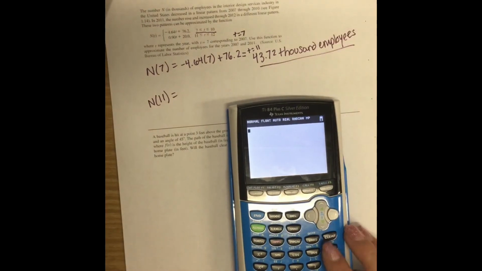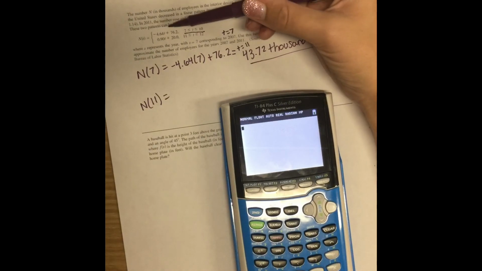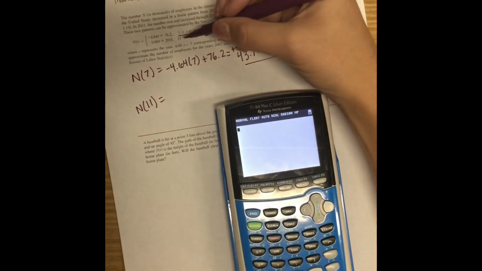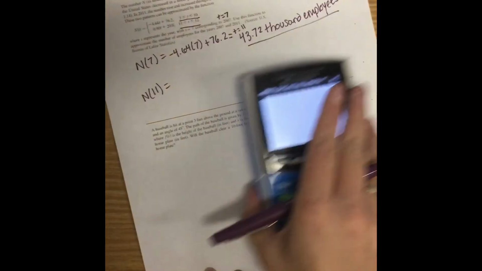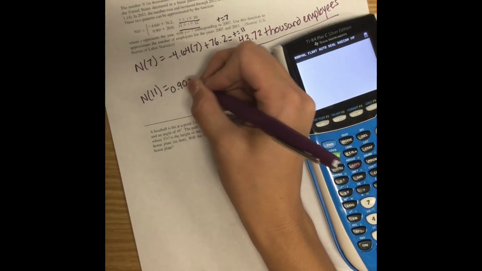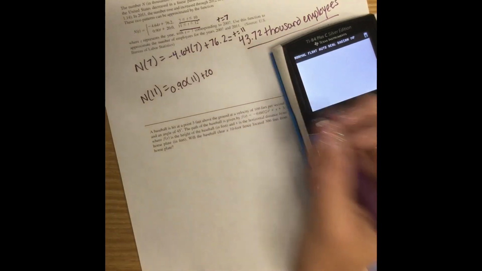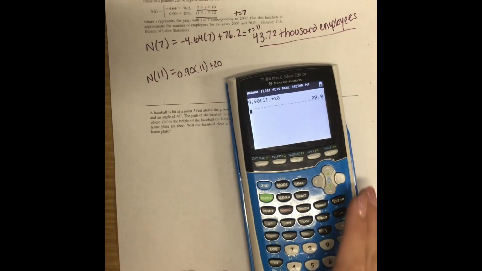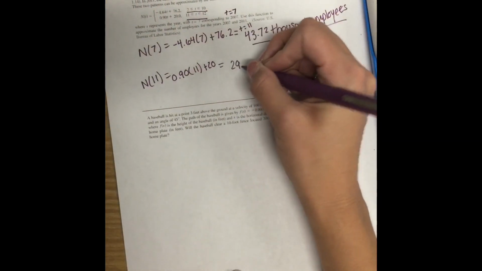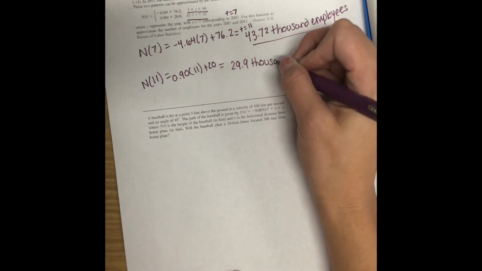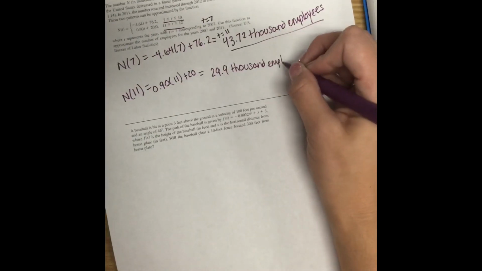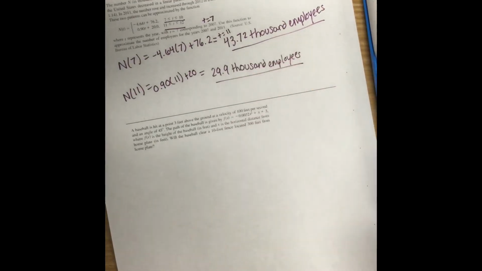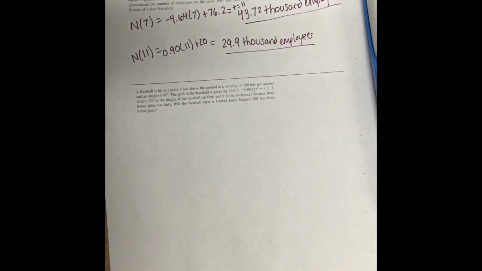And then n of 11, which function are we going to use? Or which piece of the function? The top or the bottom? It's all one function. The bottom, because 11 is less than or equal to. So we're plugging 0.90 times 11 plus 20. 0.90 times 11 plus 20 gives us 29.9 thousand people or employees. So make sure to always read the math problems because that one, it was super easy, but it sounded super confusing. So don't miss points just because you didn't read the question because it looked too hard.